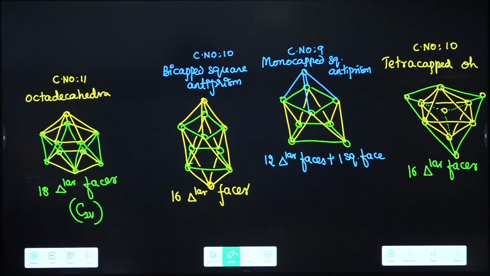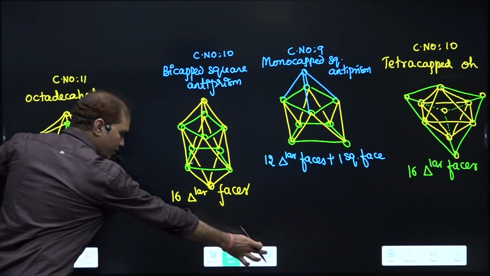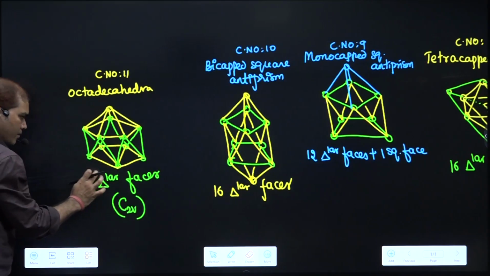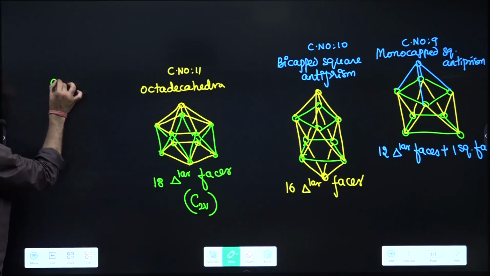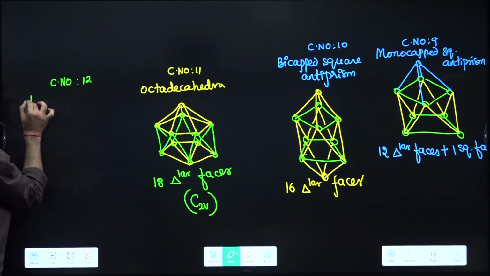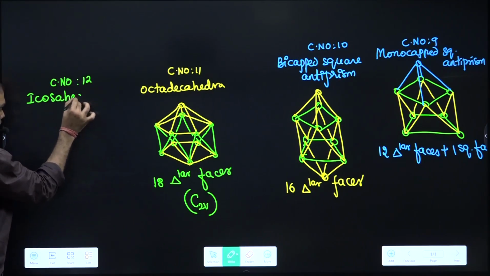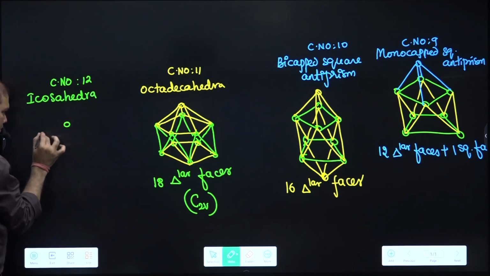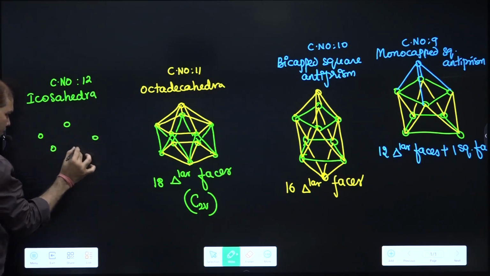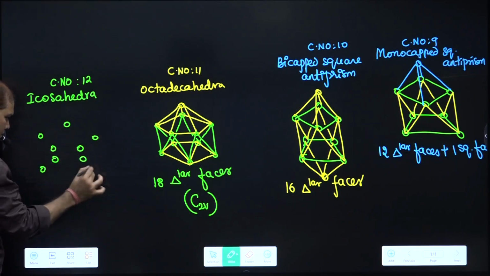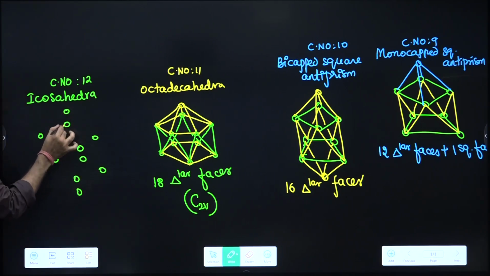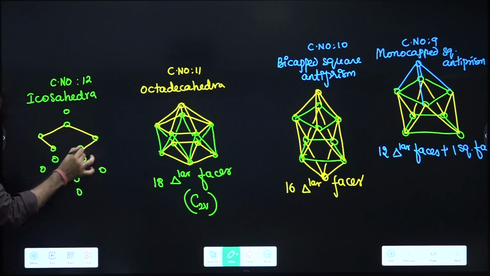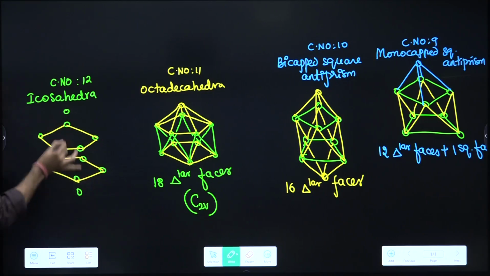The last one, with coordination number 12. Any geometry for coordination number 12? Put 2 pentagons, staggered. Then one vertex above and one vertex below.